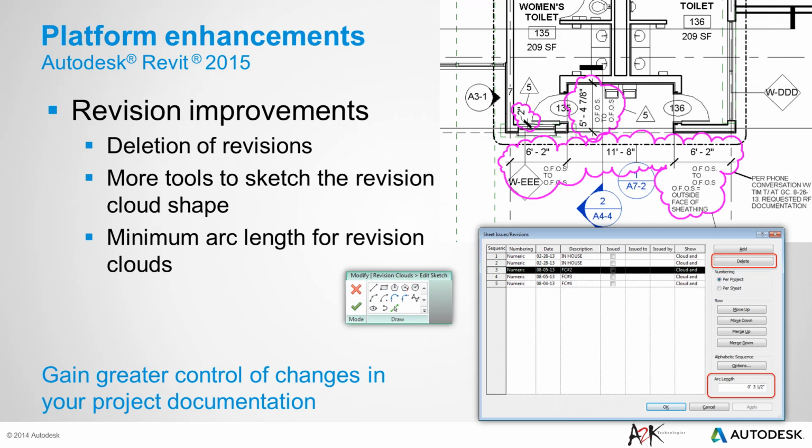You can now delete revisions, and better sketch revision cloud shapes. Deleting a revision removes the revision and all of the revision's associated clouds and tags from the model. You can use the new standard draw tools, such as a line or rectangle, to sketch the revision cloud shape. Pressing the spacebar, you can flip the arc direction in the cloud shape. And you can also specify the minimum arc length for revision clouds in a project on the Sheet Issues/Revisions dialog.